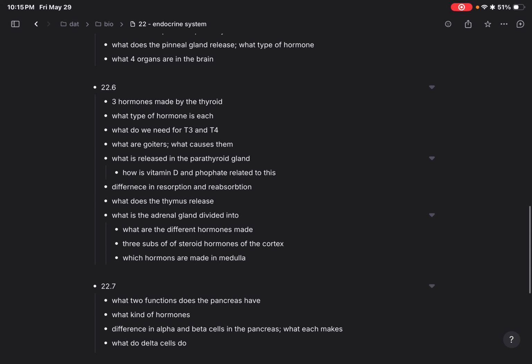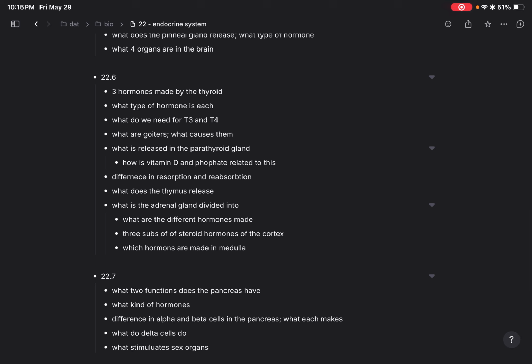Okay, we're making progress. 3 hormones that are made by the thyroid: T3, T4, and calcitonin. Is T3 and T4 considered different? Yeah. T3, T4, and calcitonin. So thyroxine is T4, triiodothyronine is T3, and then calcitonin.